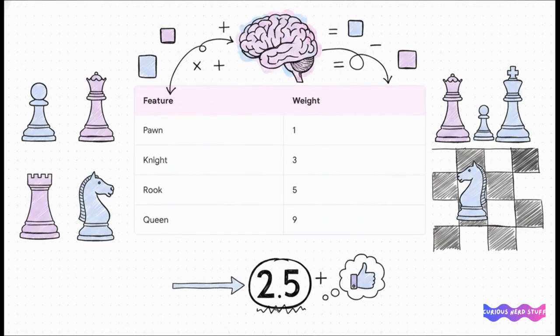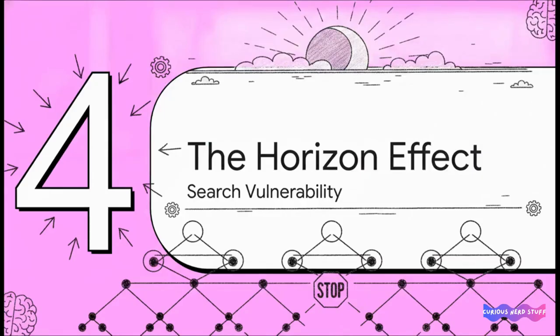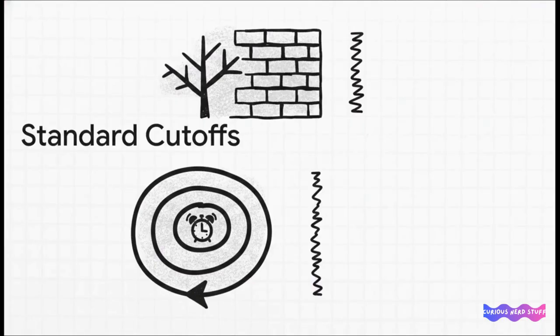Okay, so we know the AI has to cut off its search and estimate, but how does it decide exactly when to do that? Let's explore our 4th and final section, overcoming the horizon effect. Implementing that heuristic search we literally just talked about requires the AI to replace terminal tests, looking for the end of the game, with cutoff tests.